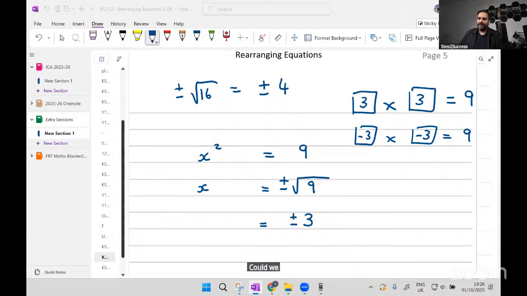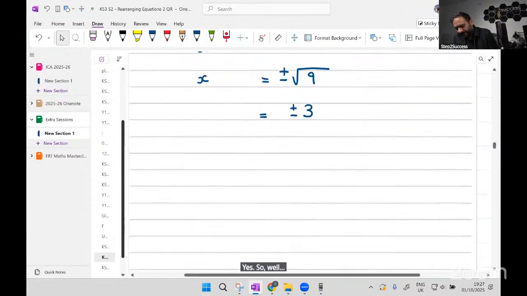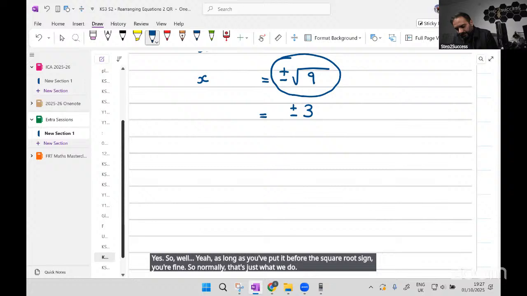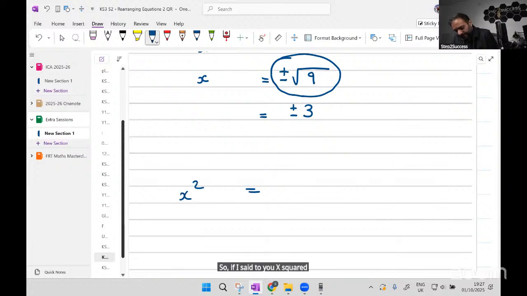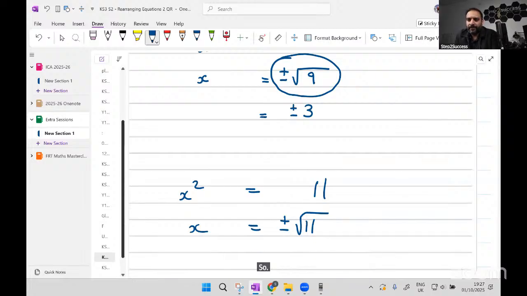Could we write it as the negative square root of the number, like a negative before the square root sign? Yes. As long as you put it before the square root sign, you're fine. So normally that's just what we do. If I said to you x squared equals 11, for example, then x would be the square root of 11, but you'd put the plus or minus there. You wouldn't normally just put the negative, because that's not true either. It's both, right? It can be the positive version or the negative version. So you normally put both of them.